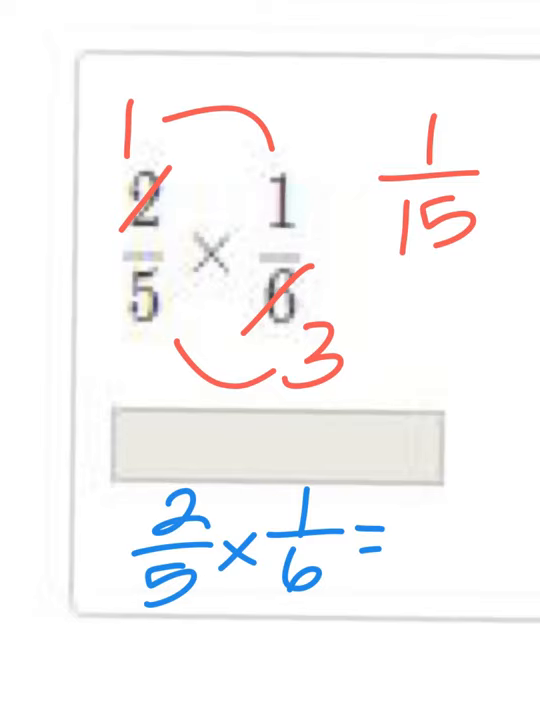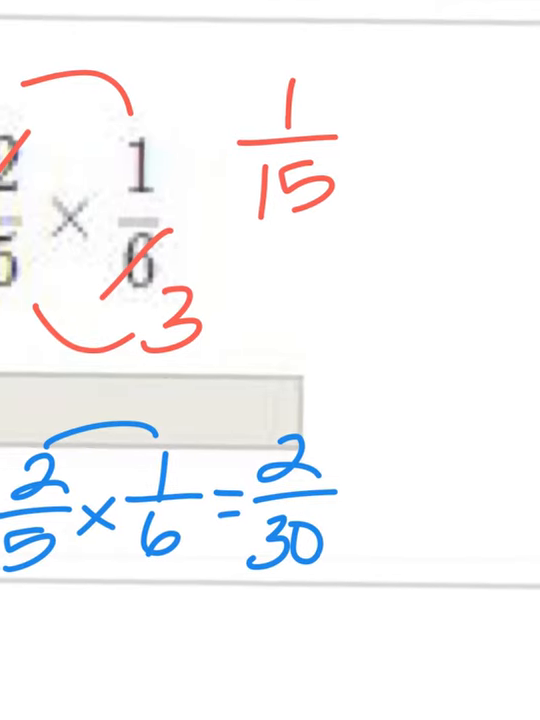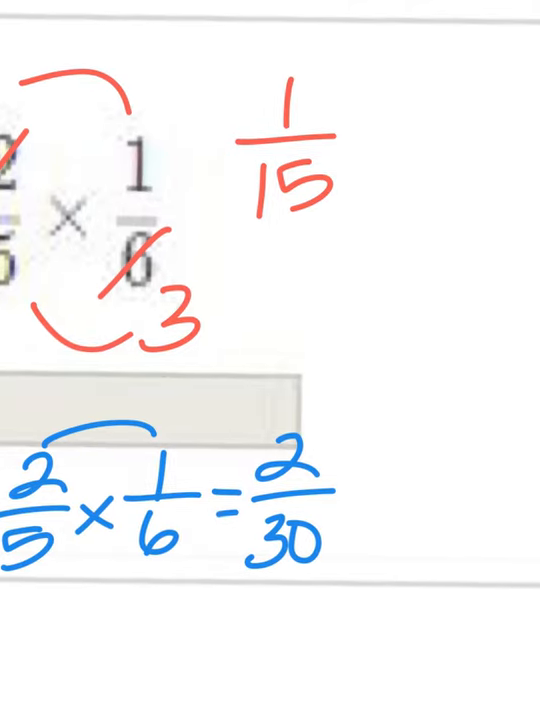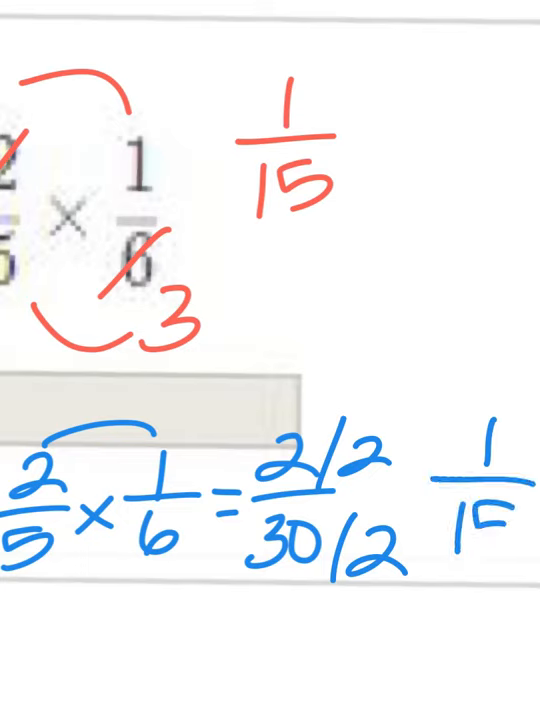If we do it down here, we've got 2 times 1 is 2, and 5 times 6 is 30. But because those both end in even numbers, I know that that's not quite simplified. And because they're both even, I know I can divide both by 2. And so 2 divided by 2 is 1, and 30 divided by 2 is 15. Okay, you can choose whichever method that you want, as long as you get it right.